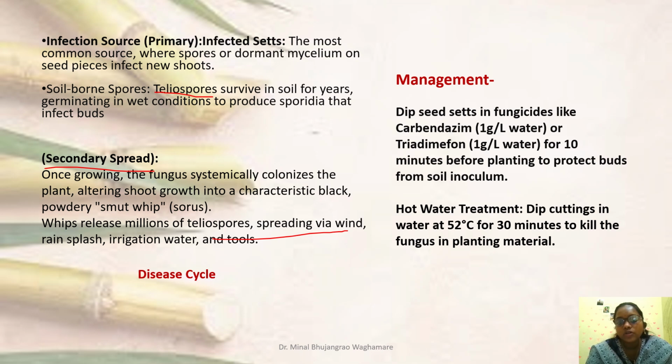So for management, before planting itself, we have to dip the sugarcane seeds in fungicide like carbendazim at 1%, that is 1 gram per liter, and Ridomil at 1 gram per 1 liter of water for 10 minutes before planting. We can also provide hot water treatment at 52 degrees Celsius for 3 minutes to kill the fungus present inside the planting material.